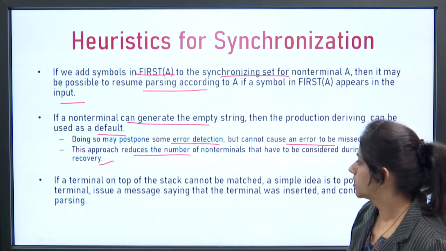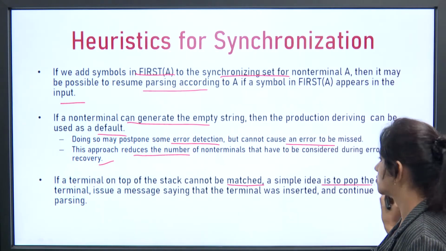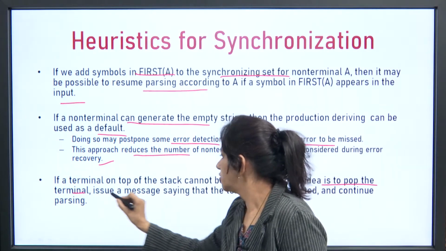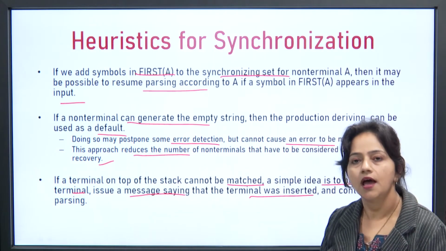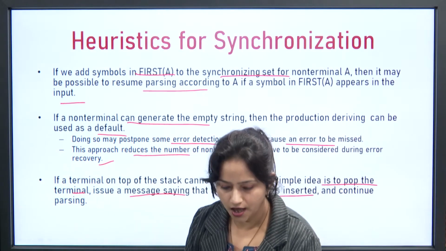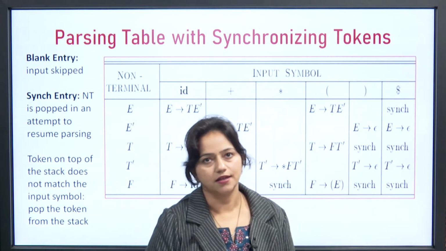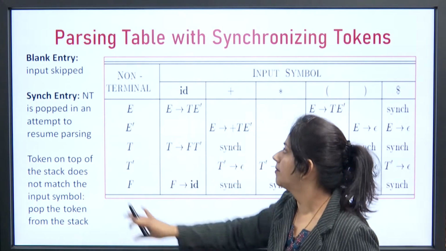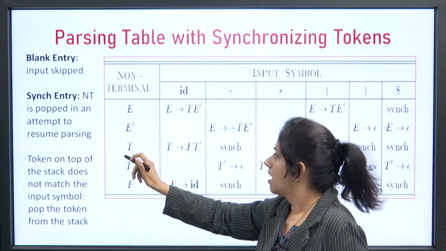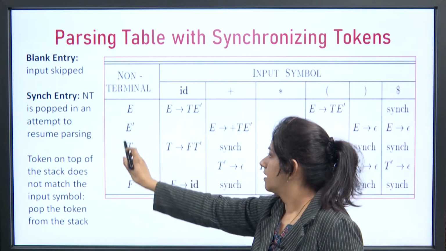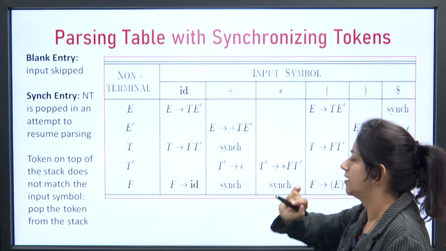If a terminal on the top of the stack cannot be matched, a simple idea is to pop the terminal, issue a message saying that the terminal was inserted, and continue parsing. This heuristic will be clearer in the table when we apply it. So, here is the parsing table for the predictive parser, and here we have the non-terminals, and these are all the terminals as well as the dollar symbol.